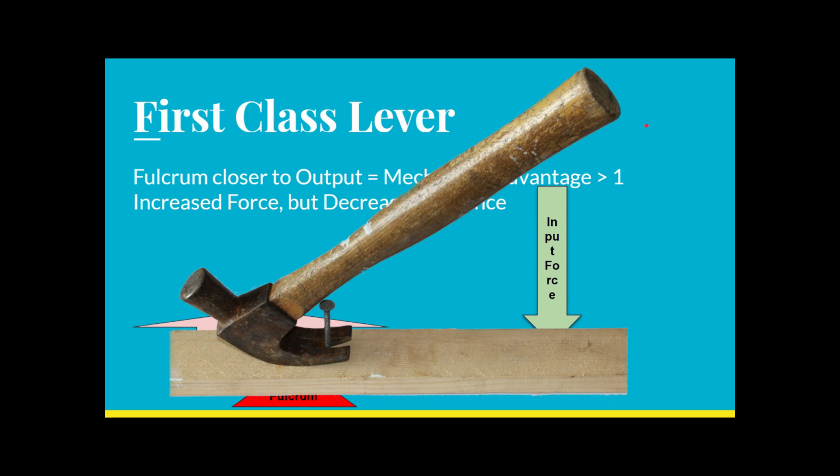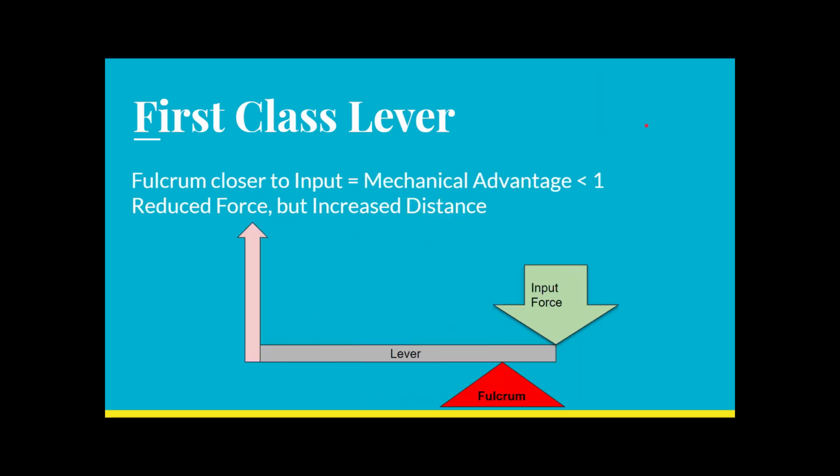Now, let's take a look at one more type of lever. So still the first class lever. If you shift the fulcrum from the center to the outside, closer to the input force, this is going to reduce the amount of force that you can apply, but it's going to greatly increase the distance.